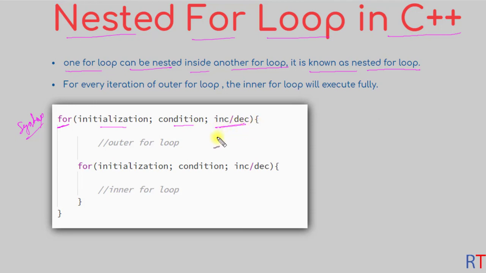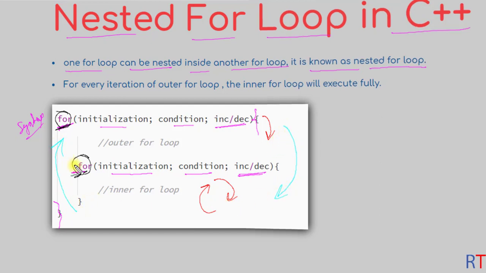decrement statements. And inside that outer for loop we have one nested inner for loop, and that for loop has its own initialization, condition and increment or decrement statement. So we have one outer for loop, and inside the outer for loop we have one nested inner for loop. And for every iteration of the outer for loop, the inner for loop will fully execute itself, and this way this whole cycle will continue to happen.